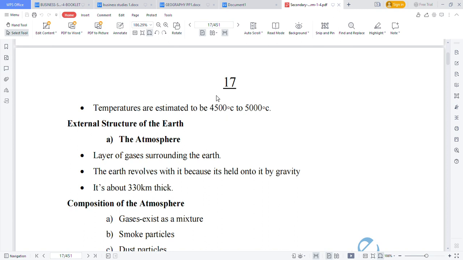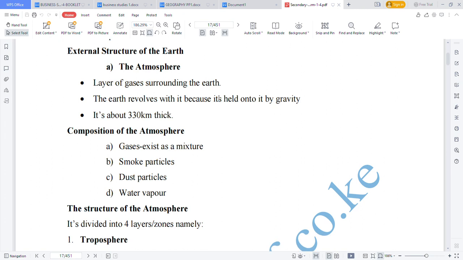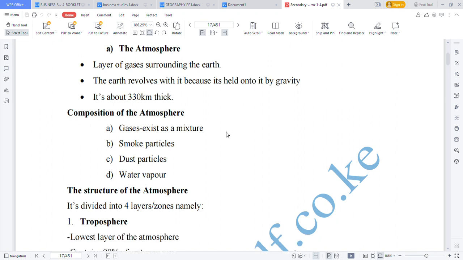Let's move to the external structure of the Earth. The first one is the atmosphere. The atmosphere is a layer of gases surrounding the Earth. The Earth revolves within it because it is held onto it by gravity. It is about 330 kilometers thick.